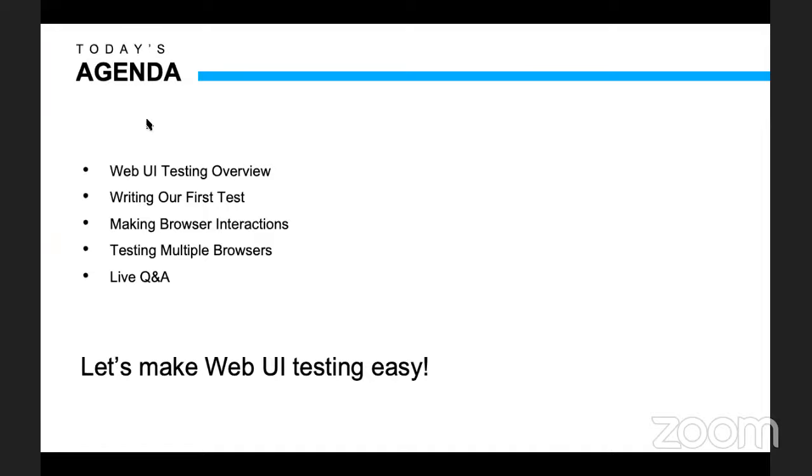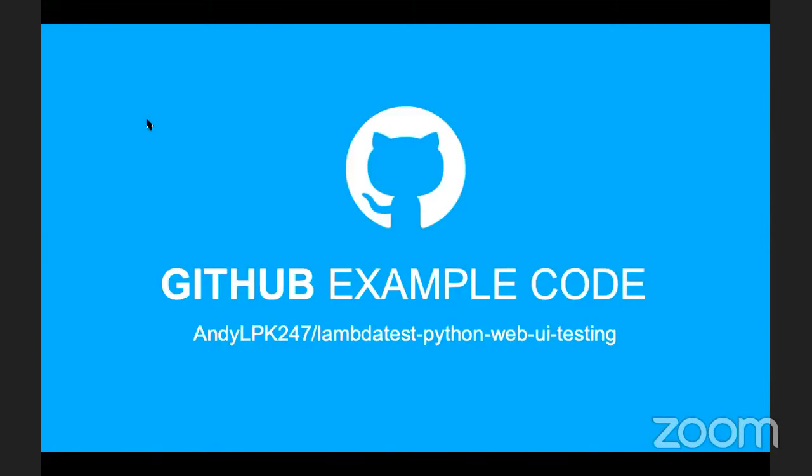Cool. So let's make web UI testing easy. To start off, I'd like to let everyone know the example project that we'll be using today is hosted on GitHub. It's under my user account, EddyLPK247, and the name of the project is Lambda Test Python Web UI Testing. After this webinar, feel free to check out that project, clone it, try to run it locally with your own Lambda Test license, and you could even extend it with new tests so you get some better practice.